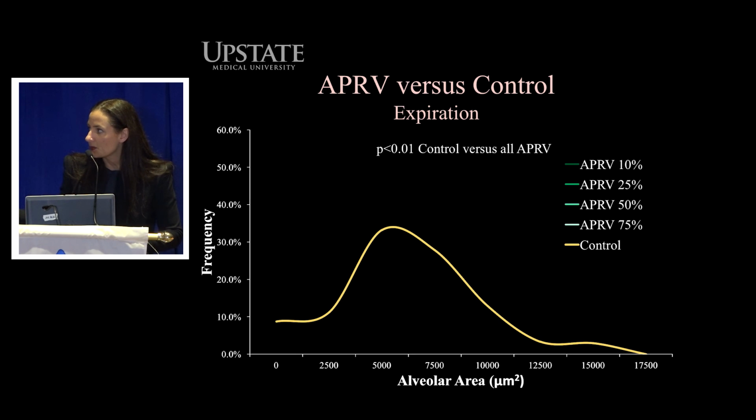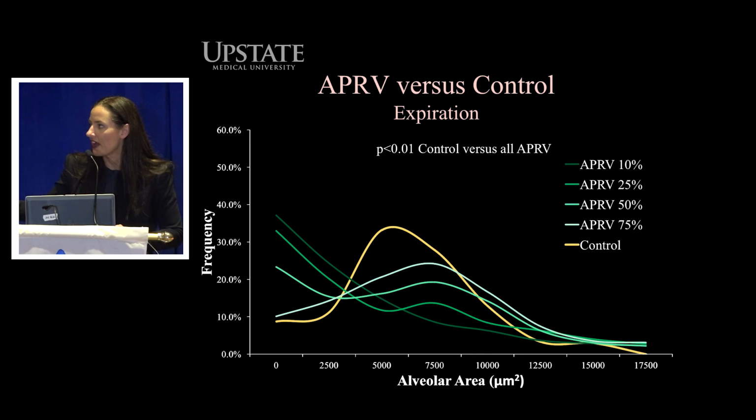So now if we look at expiration, again, we're comparing it with the control group. We're going from APRV 10%, and this looks absolutely terrible. We have mostly collapsed alveoli, 25% starting to see those normal alveoli, 50%, 75%. More normal, but we're never able to get to the same degree of homogeneity at expiration as we are in the control group. And this really tells us how important it is to protect the lung and prevent the lung injury from happening, because once the lung is already injured, it becomes progressively more difficult to recruit.